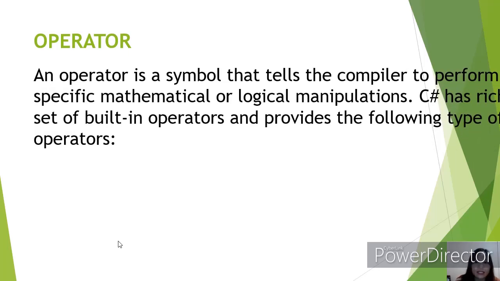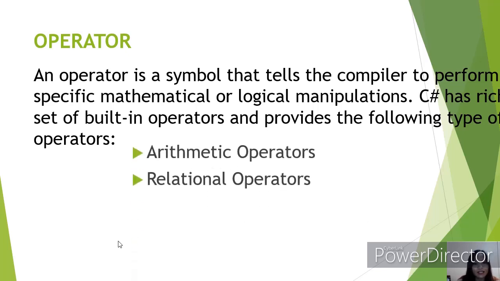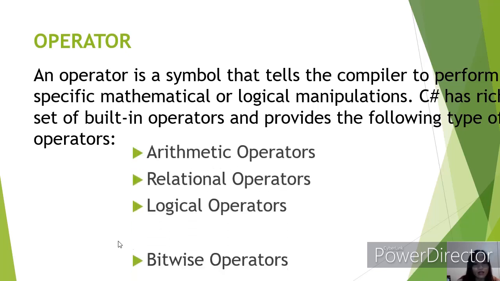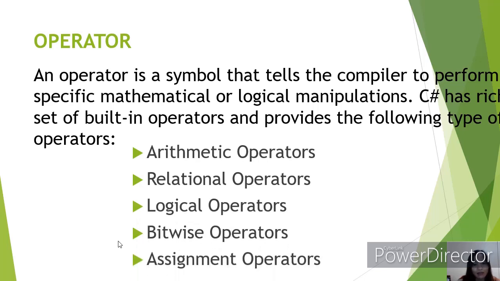And then the next topic is operator. It is a symbol that tells the compiler to perform specific mathematical or logical manipulations in C#. There are different types of operators, namely arithmetic operators, relational operators, logical operators, bitwise operators, assignment operators, and miscellaneous operators. We will pay attention to the arithmetic, relational, logical, and assignment operators.